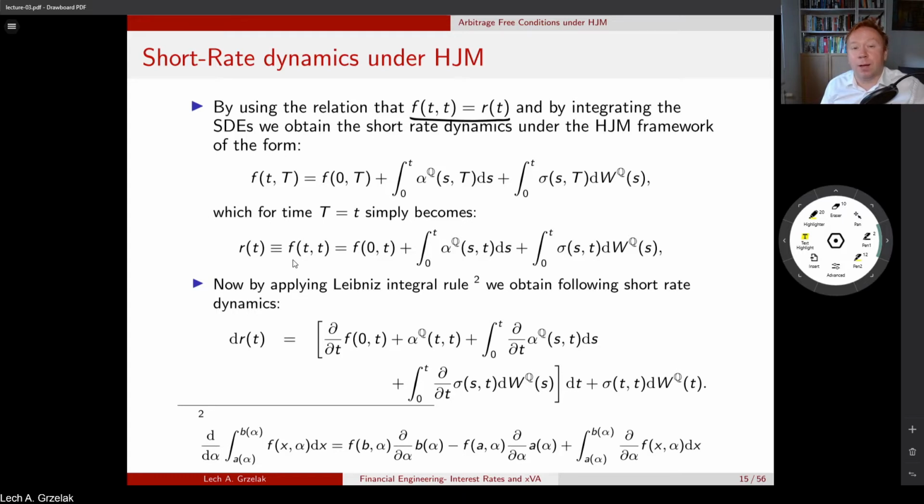If we would like to apply Ito's lemma, we also have to take into account the Leibniz integral rule. The rule is written down here. If we have an integral which has limits as a function of a parameter, let's say alpha, and we would like to differentiate with respect to the parameter alpha, then there is a special rule for how to differentiate also the limits of that integral. After application of the Leibniz rule, the dynamics for the short rate is as follows.